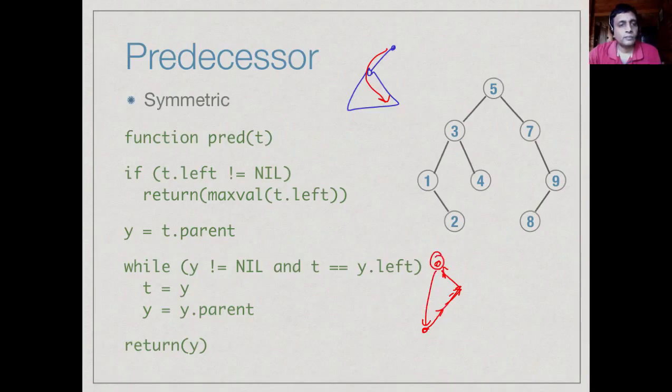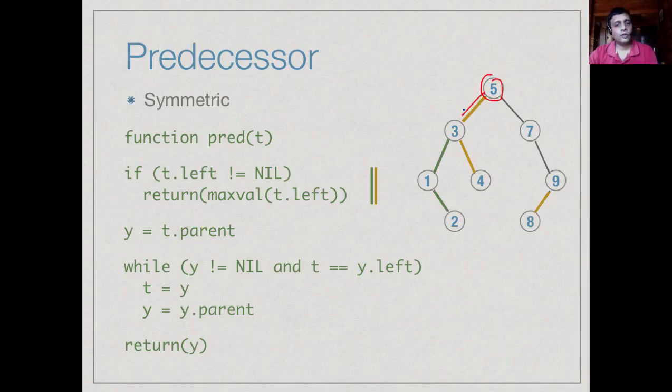So for example, if we look at these values which have a left subtree, for 5 we go down the left subtree and we find the rightmost value, which is 4. So 4 is the predecessor of 5.